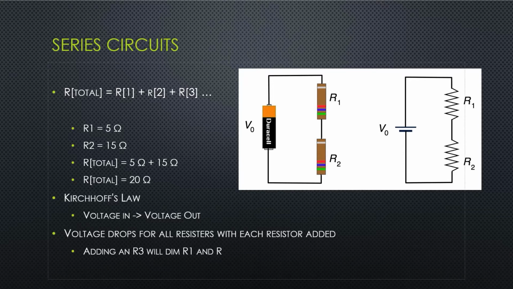There's also something called Kirchhoff's law, which is basically that any voltage we put into the circuit is going to be what comes out. So if I have 5 volts to drop, the resistors are going to drop a total of 5 volts. Therefore, if we add a third resistor in line here, the voltage between each of these is going to drop proportionally to whatever that third resistor is.